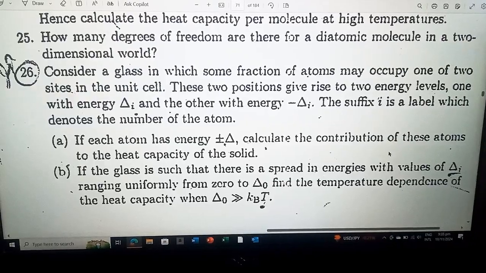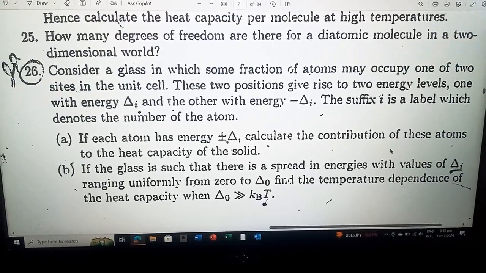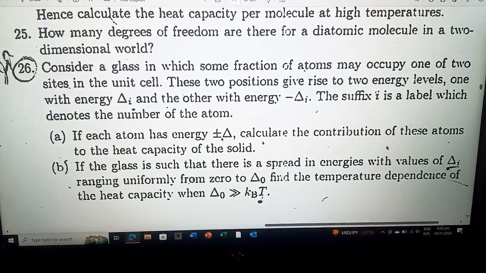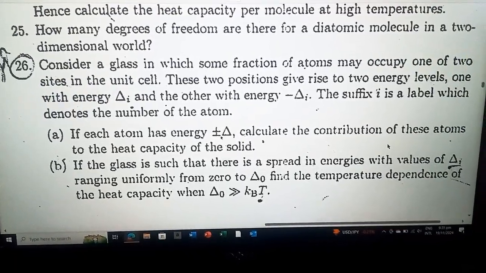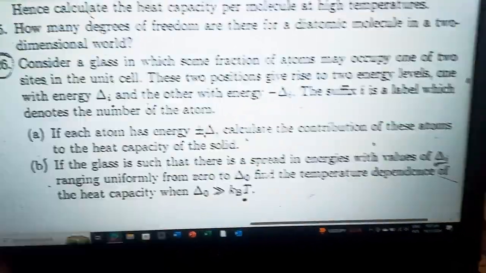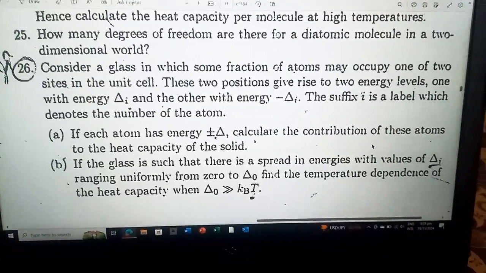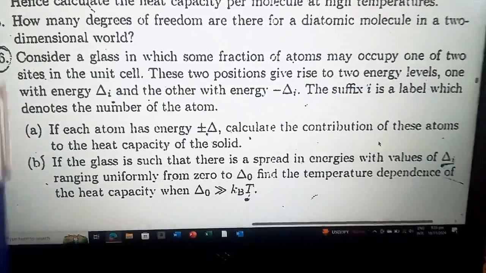In this video, we'll be solving problem 26 from chapter 5 of Introduction to Statistical Mechanics by Roger Bowley. Let's see the problem statement and we'll dive directly into the solution. The statement says, here's the statement. Let me use some pen.